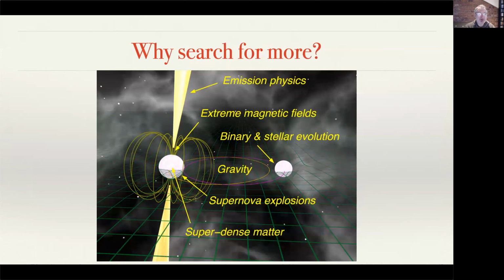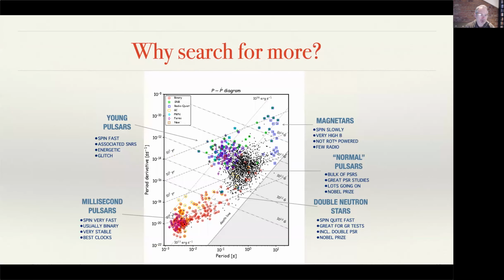So the question would be, why should we search for more? Well, we hinted at some of this right back when I was telling you about how useful pulsars are. So for doing all of these different studies, we would like to find more sources. And in particular, you typically want to find sources that are at the extreme edges of the current known population. We want to fill out this so-called period derivative diagram that we talked about before.